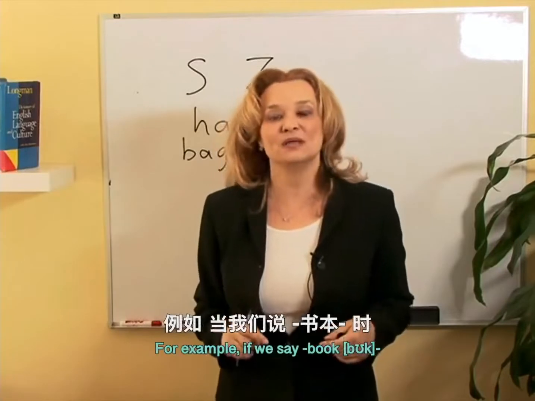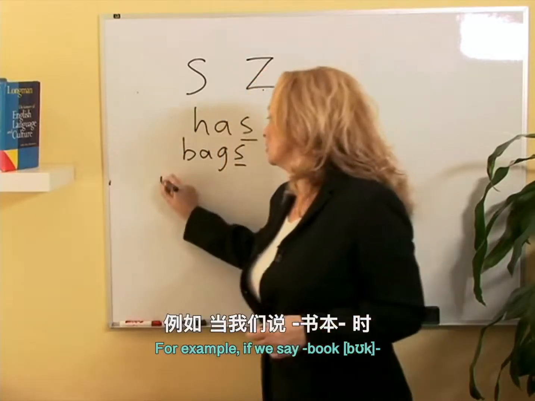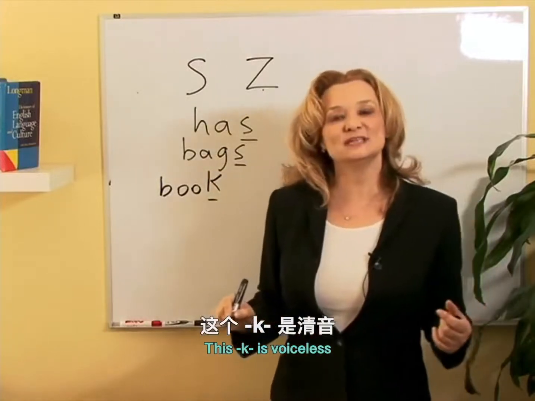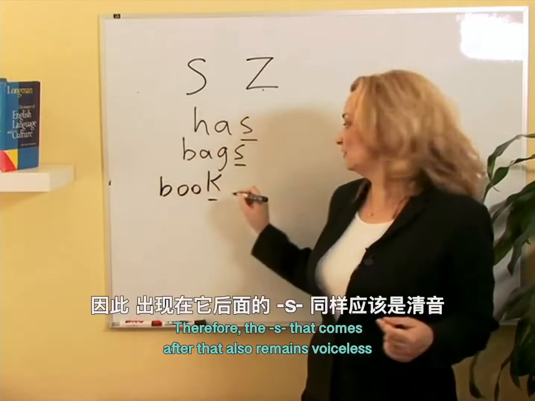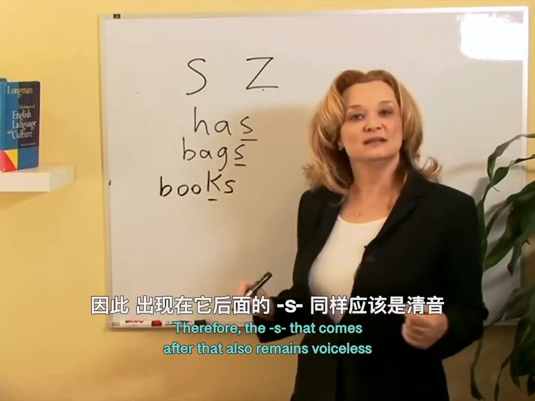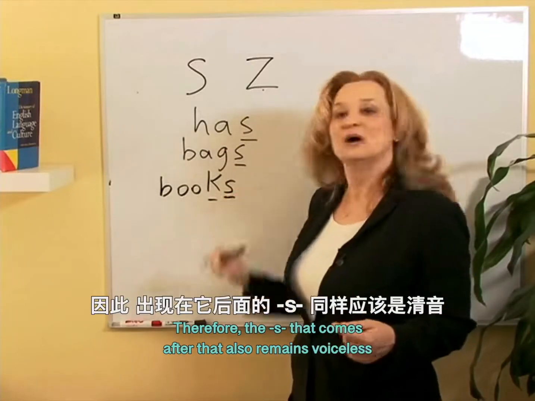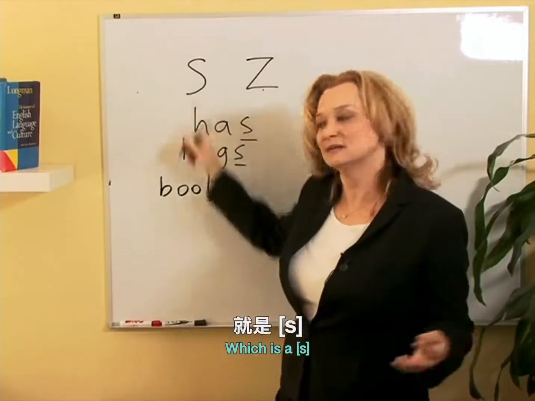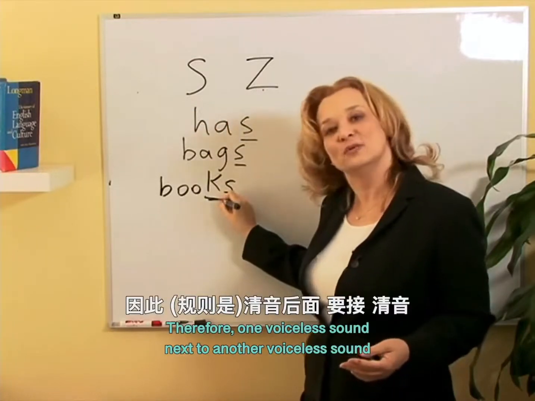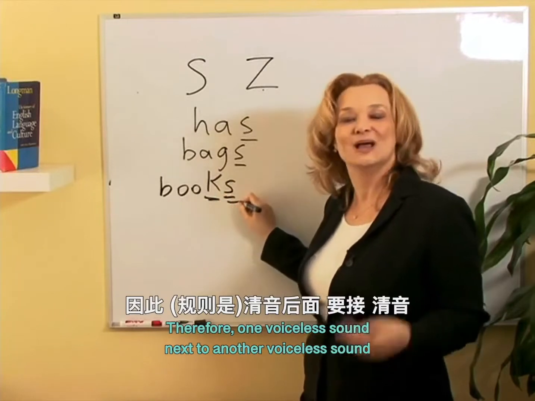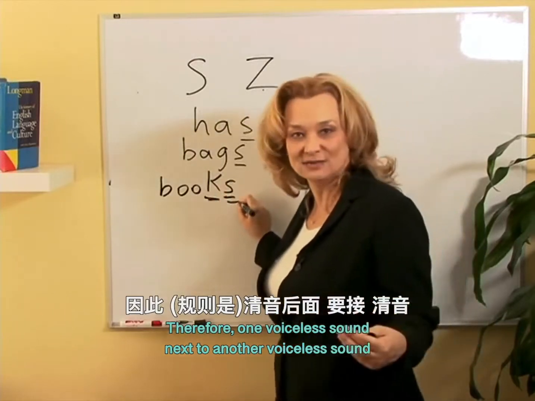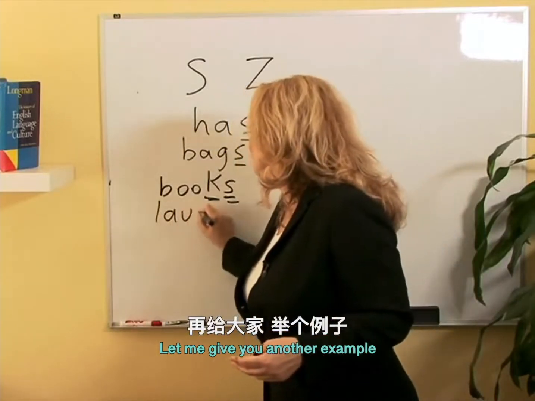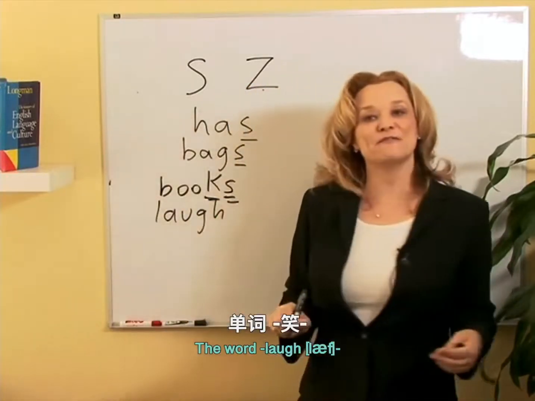For example, if we say book, this K is voiceless. K, k, k. Therefore, the S that comes after that also remains voiceless, which is a S. Therefore, one voiceless sound next to another voiceless sound. Let me give you another example. The word laugh.